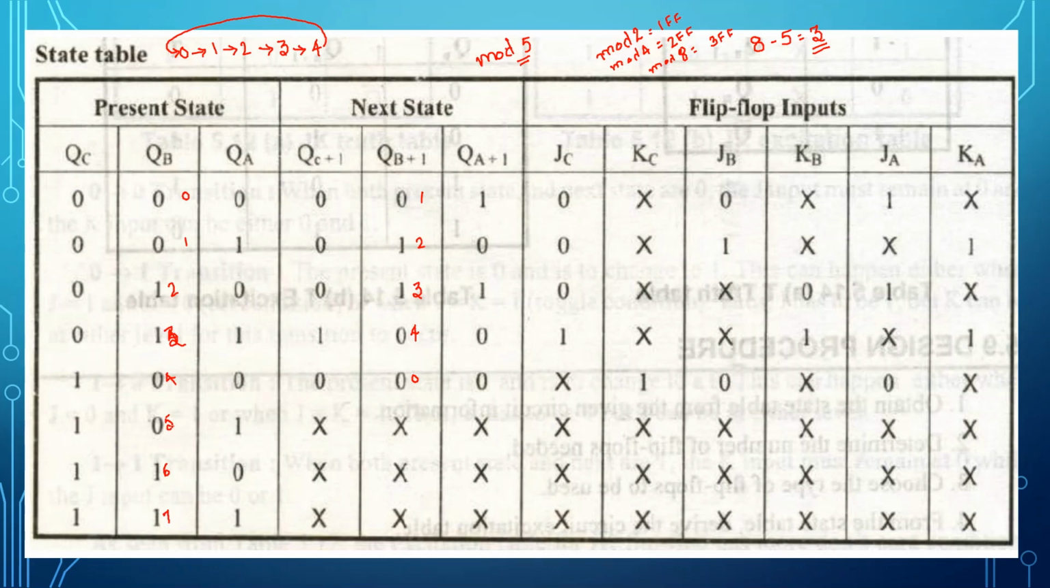So after 5, I have written it as don't care. I don't want this count to be reflected. So whatever counts need not be reflected, the next state of that is written as XXX, or it is written as don't care conditions. It is all regarding the state table.